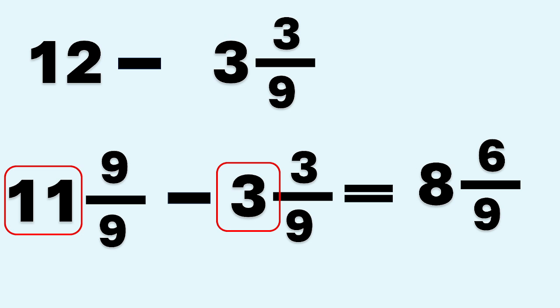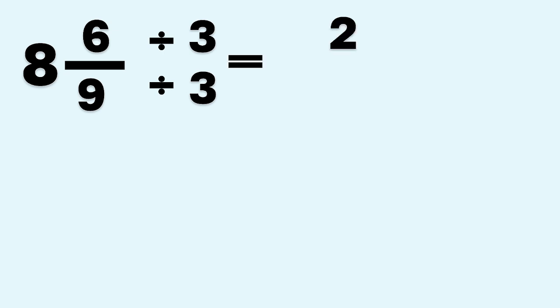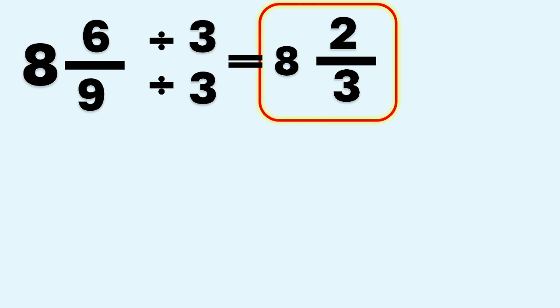6/9 can be reduced to lowest terms because 6 and 9 have a common factor. Let us divide 6 and 9 by their GCF 3. So 6 divided by 3 equals 2 and 9 divided by 3 equals 3. And copy the whole number 8. Our final answer is 8 and 2/3.